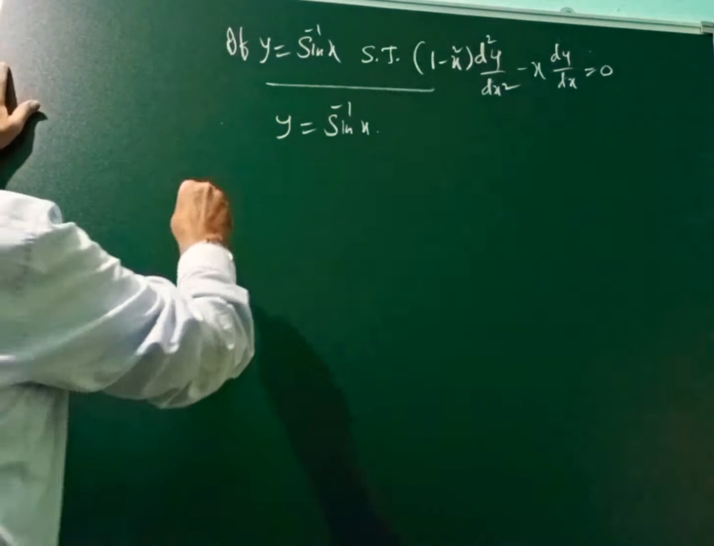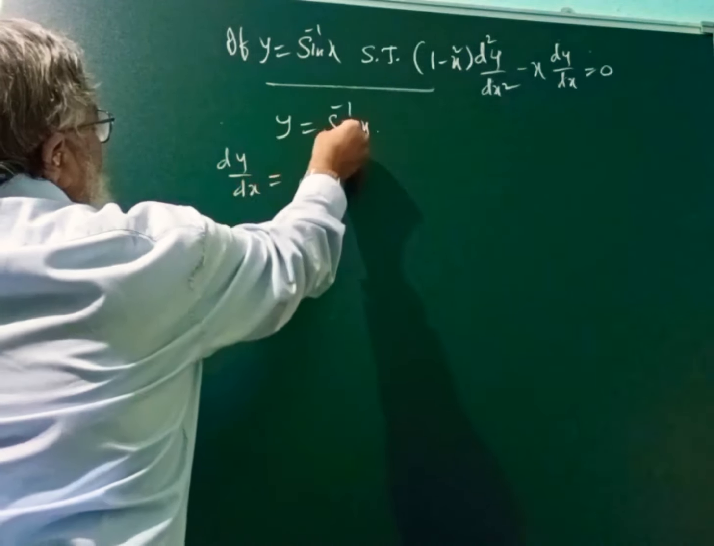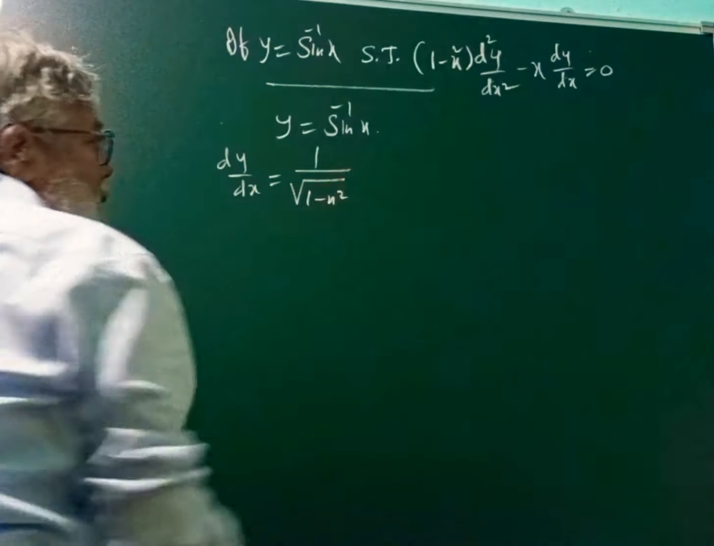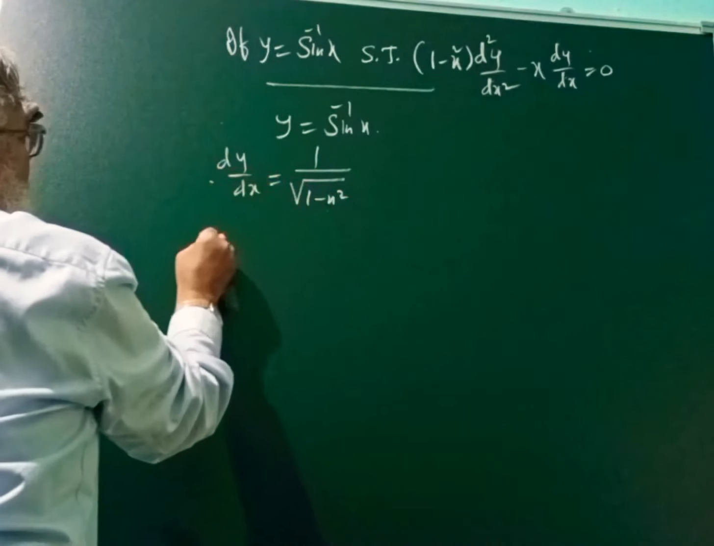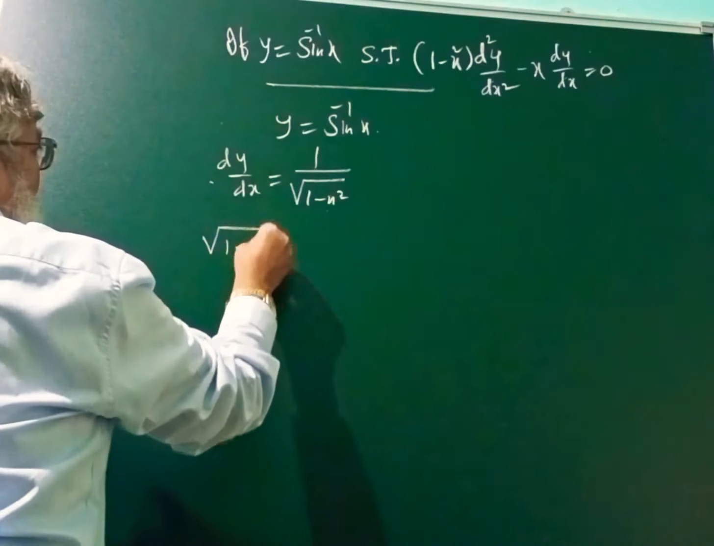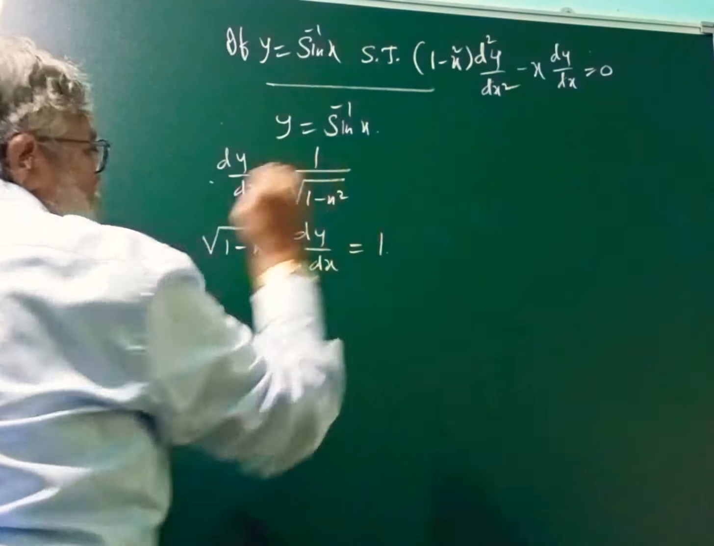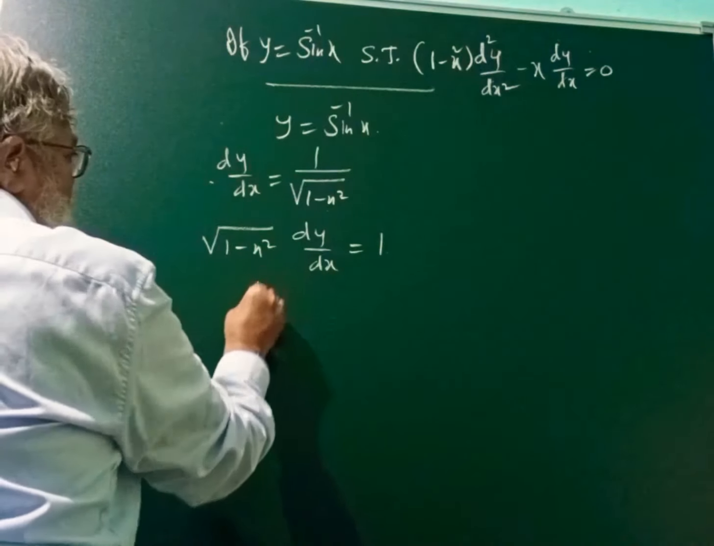Differentiate with respect to x. That is dy by dx. The differentiation of sine inverse x is 1 by under root 1 minus x square. Now by cross multiplication it will become under root 1 minus x square into dy by dx is equal to 1. This is there. Now again differentiating.